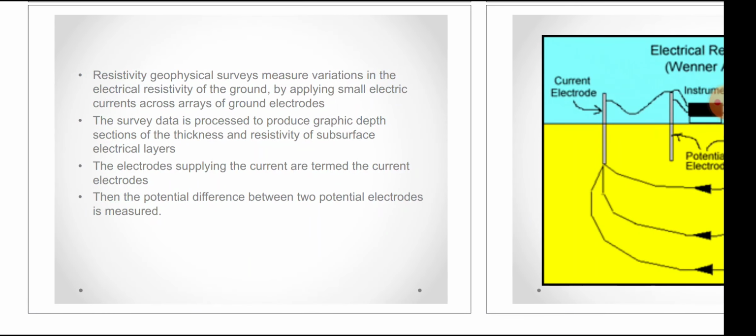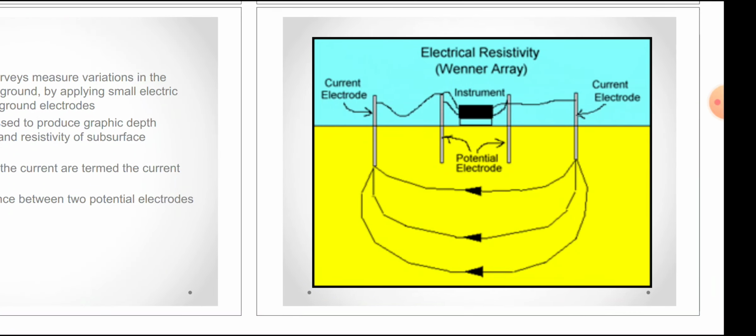Resistivity geological surveys measure variations in the electrical resistivity of the ground by applying a small electric current across arrays of ground electrodes. The survey data is processed to produce graphic depth sections of the thickness and resistivity of subsurface electrical layers. The electrodes supplying the current are termed the current electrodes. Then the potential difference between two potential electrodes is measured.